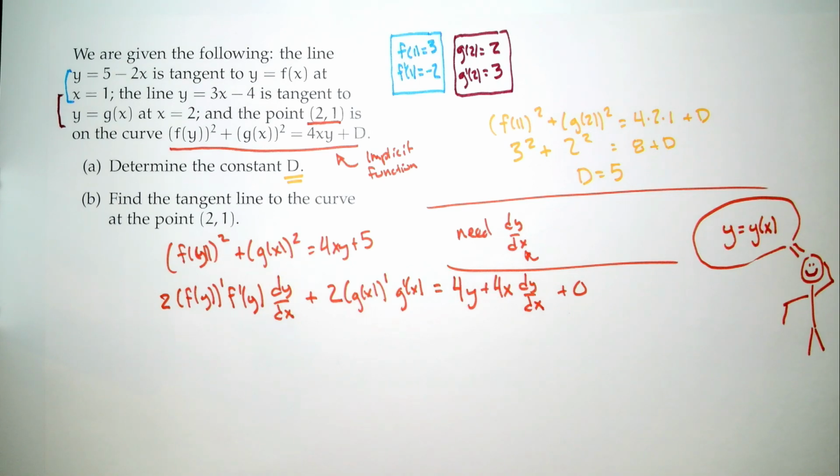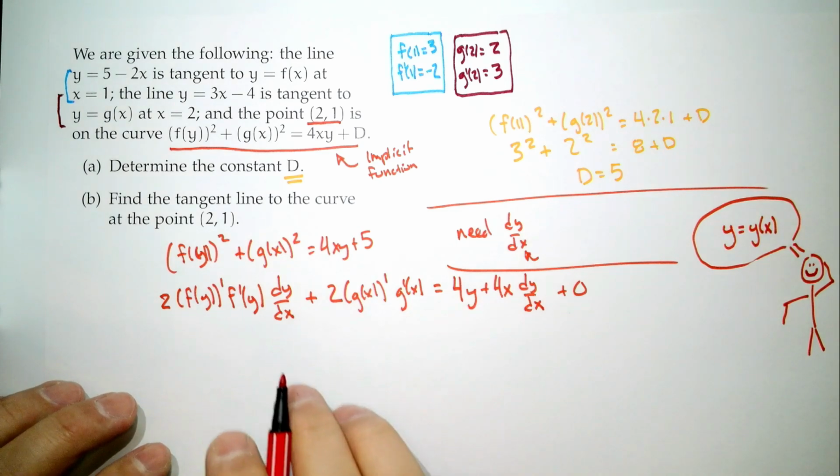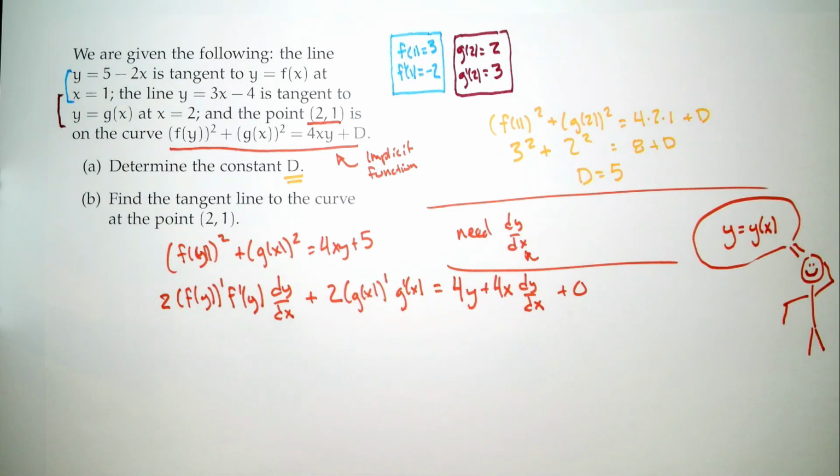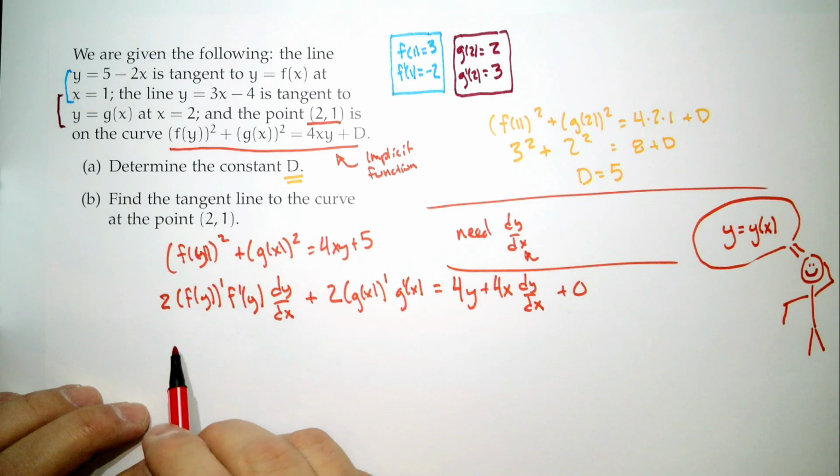Now, are we done? No. We need a number. Our slope should be a number. So we should evaluate. Now, there's two things. You can either solve for dy/dx, then plug in, or plug in and then solve for dy/dx. Usually, the sooner you evaluate, the less likely you are to make a mistake.